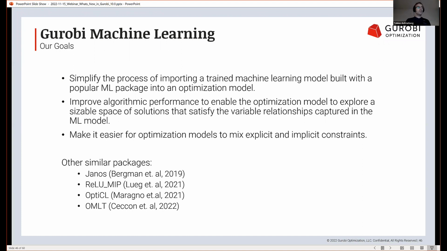Currently, we are not the first who are working on that or had that idea. There are other similar packages out there. These four are just examples. There's the Janos package from Bergman, and they started in 2019 with that. There's Relu MIP, OptiCL, and then the relatively recent one is the Omelette project at the Imperial College.